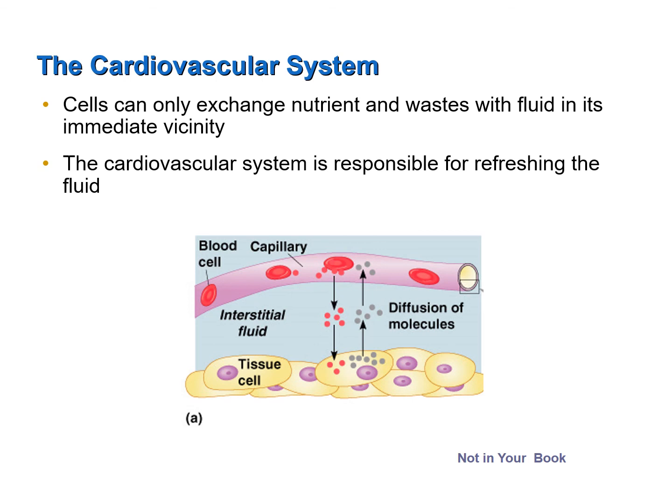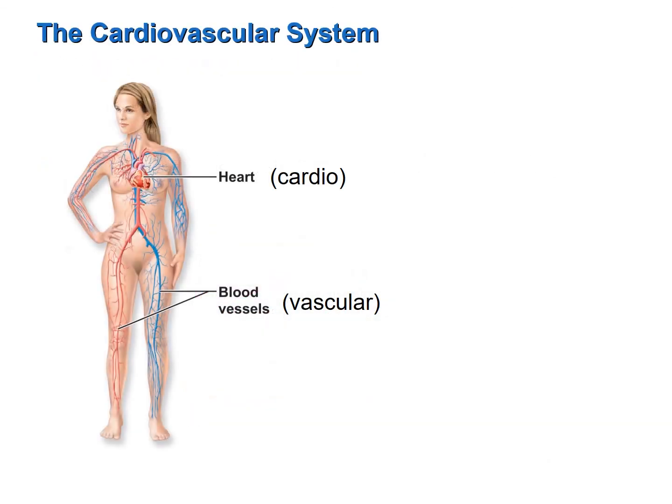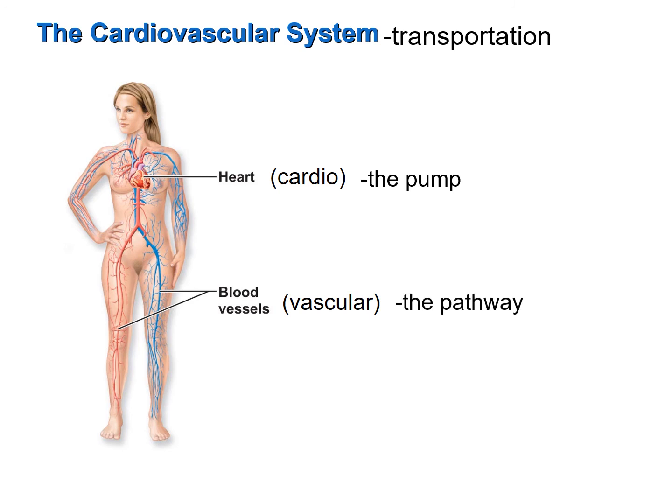Blood vessels provide the pathway for transport to and from the cells of the body, and the heart provides the driving force, the propulsion to move those substances to and from cells of the body. Therefore, the function of the cardiovascular system is transportation. The heart is the pump, and the blood vessels provide the pathway.